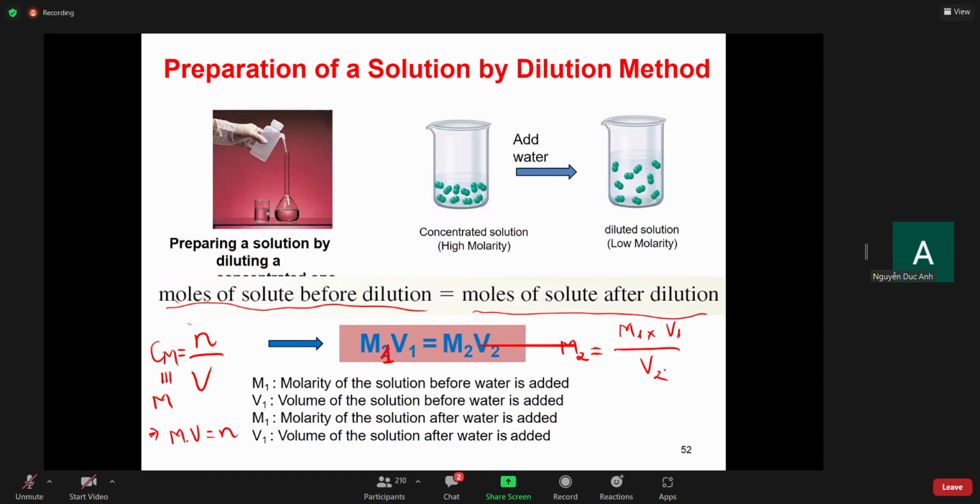Or if you have the concentration of the first solution and of the second solution, and you have to calculate the volume of the second solution, let's do the same thing. V2 equals M1 V1 over M2. Very simple. So after you know V1 and V2, this means that you have to add an amount of water equal to V2 minus V1. Just that. Very simple.